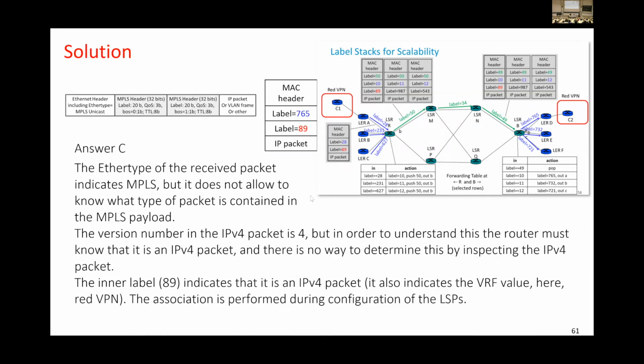The way it's done is that this inner label here, the label 89, identifies two things. It identifies that it belongs to the red customer, so we should use the virtual routing function that is red, but also that it is IPv4. It is a virtual routing function for IPv4. So if we had IPv6 and IPv4 private domains here, we would need to set up two separate labels here.